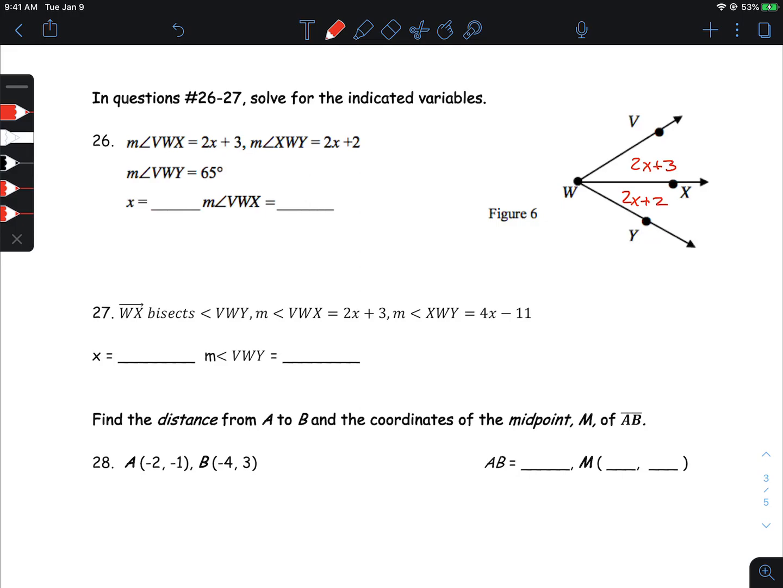And then the whole thing, VWY right there, the entire angle, is 65 degrees. And this is like segment addition postulate here, where you're just going to say the small plus the other small, and then equals the whole. Okay, now when you combine up your like terms, you'll get 4x plus 5 equals 65.